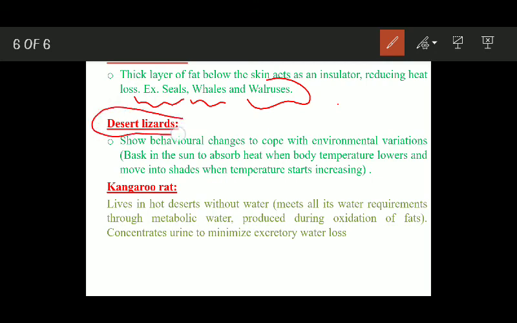Now the ecological adaptations in the case of desert lizards. These lizards show behavioral changes to cope with the external variations in environmental temperature. For example, they bask in the sun to absorb heat when the body temperature lowers, and they move into shade when the temperature starts increasing.